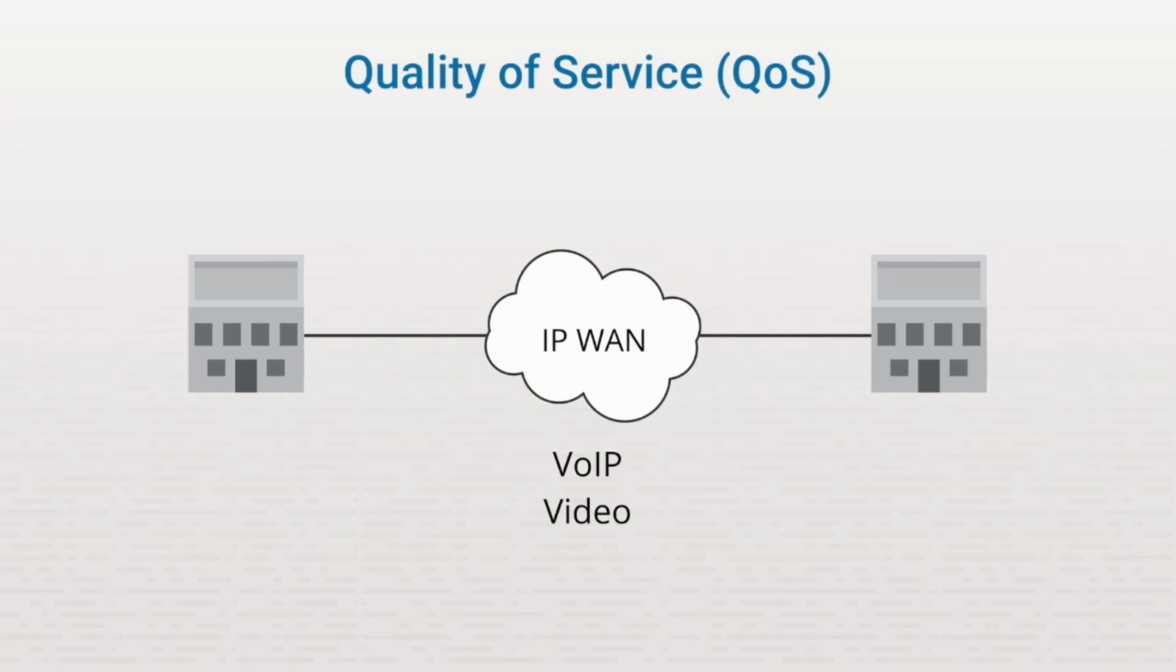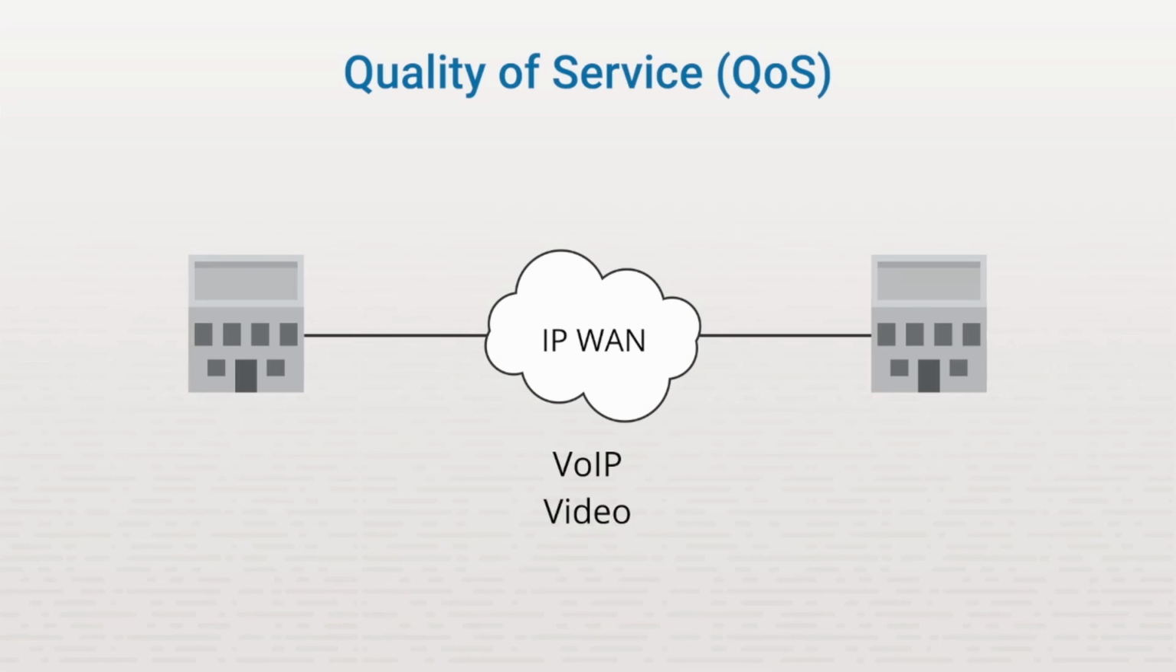Imagine what would happen if you were trying to use this link to make a voice-over IP phone call, and then somebody else in the company started downloading a 4 gig Linux ISO image. In this situation, the voice-over IP packets compete with the FTP packets from the large file transfer. Without prioritization, both types of packets are treated equally.